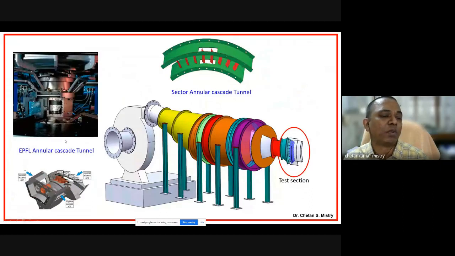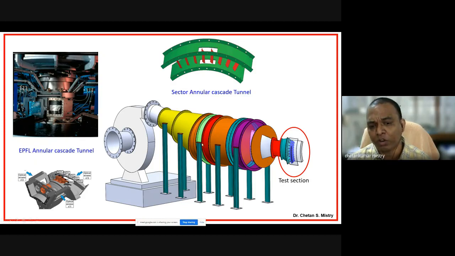Now, this is another kind of facility people talk about. That's called a sector annular cascade tunnel. As I was saying, when you are testing a compressor or turbine as a whole stage, you need to make a lot of blades. Your power requirement, your mass flow rate requirement, all those things are very expensive affairs. So in order to avoid that kind of situation, rather than having all the blades, we can use a few blades and do the simulation as in actual condition.